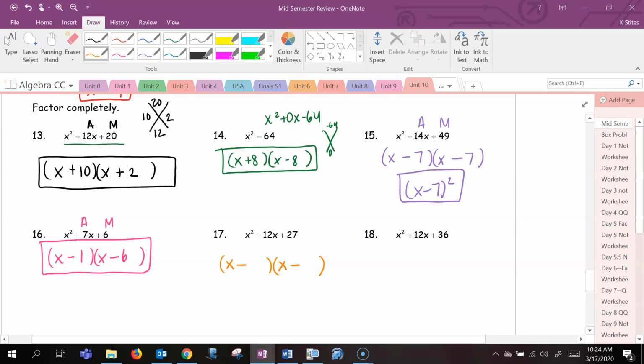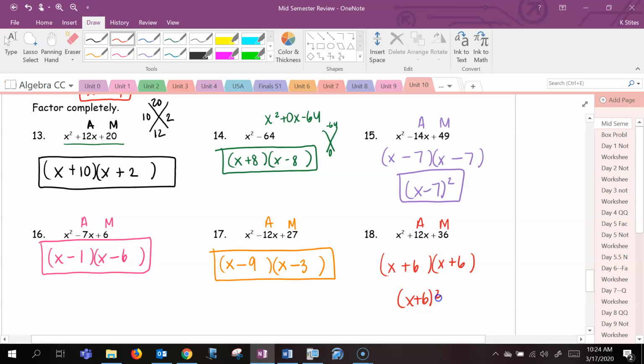Did a lot of negatives here. So what multiplies to 27 and adds to negative 12? Multiply, add. That will be negative 9 and negative 3. All right, in our last review problem here, we are multiplying to 36 and we are adding to 12. And take a moment to think about those numbers. They will be 6 and 6, and since they're both positives, you could rewrite it like this as well if you would like.